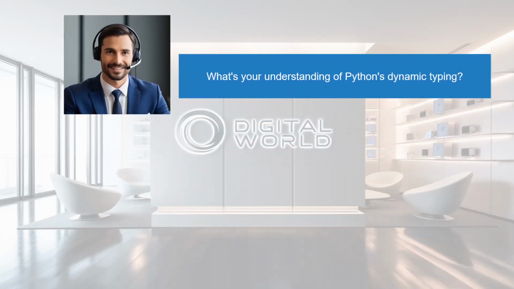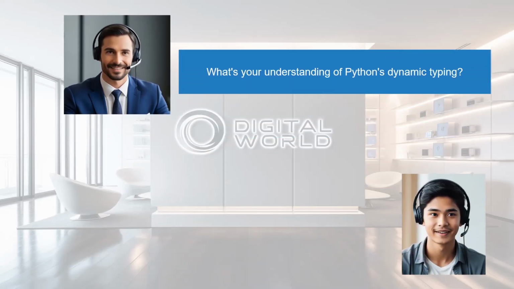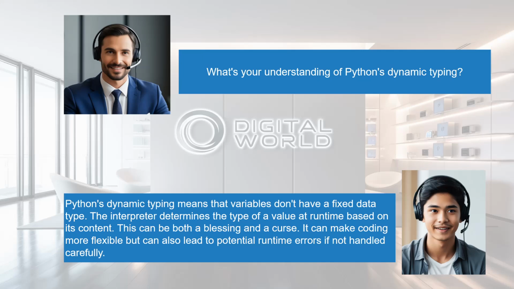What's your understanding of Python's dynamic typing? Python's dynamic typing means that variables don't have a fixed data type. The interpreter determines the type of a value at runtime based on its content. This can be both a blessing and a curse. It can make coding more flexible but can also lead to potential runtime errors if not handled carefully.